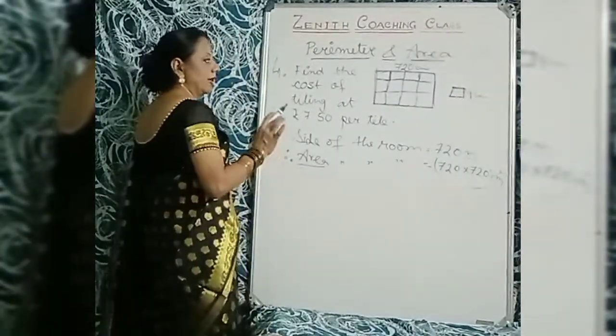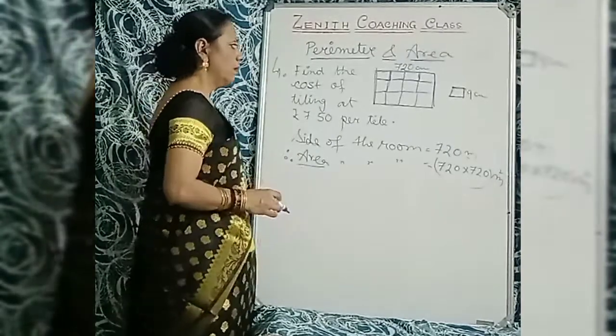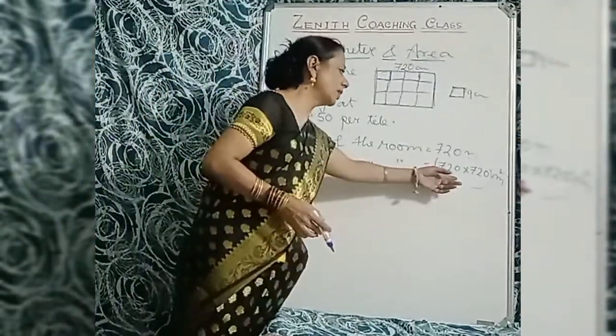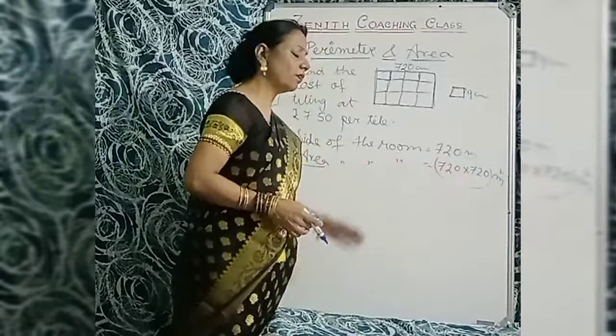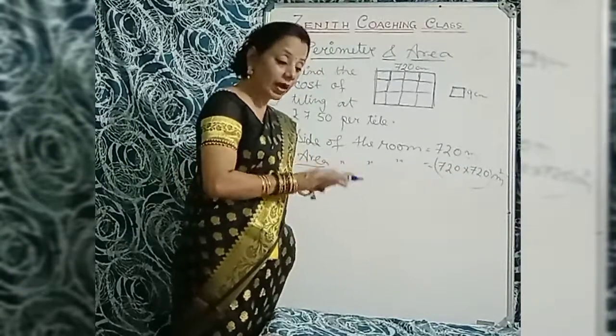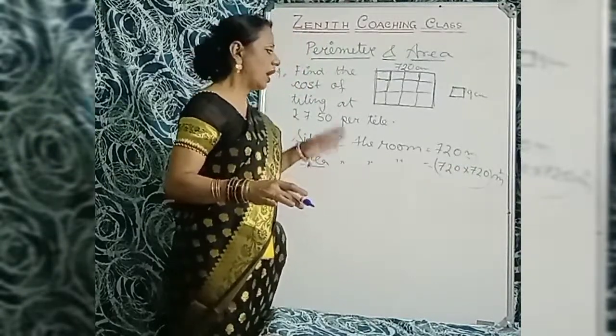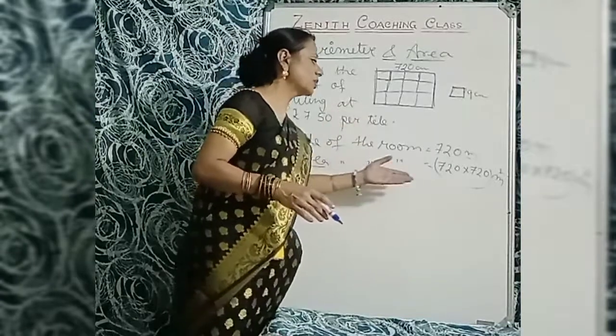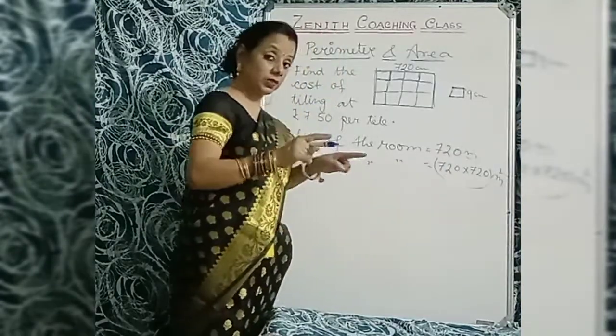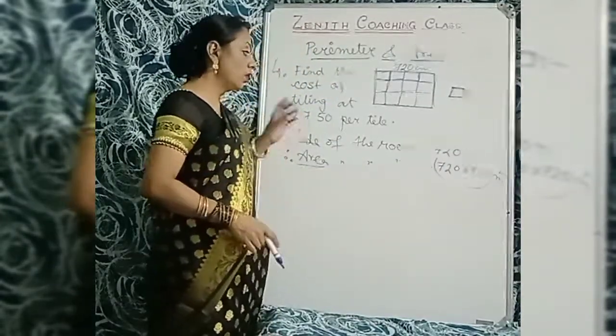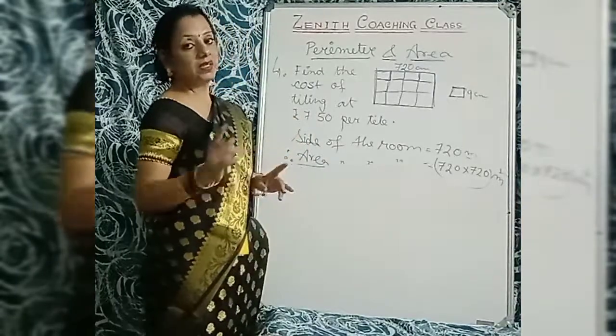Okay, so it is the area of the room. Ma'am, you didn't solve 720 multiplied by 720 to find the area? No, I am not writing it here, because in the question they did not ask for the area of the room. They asked for the number of tiles. So we'll make the calculation easy.